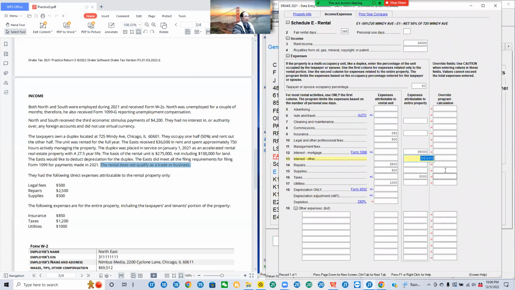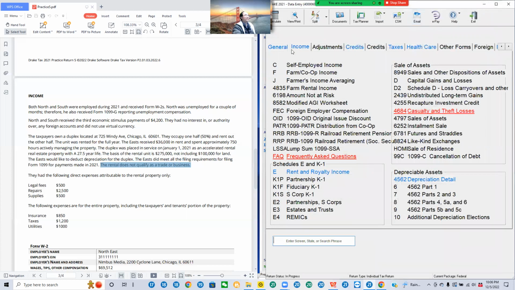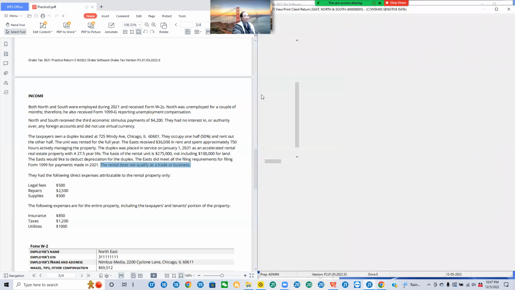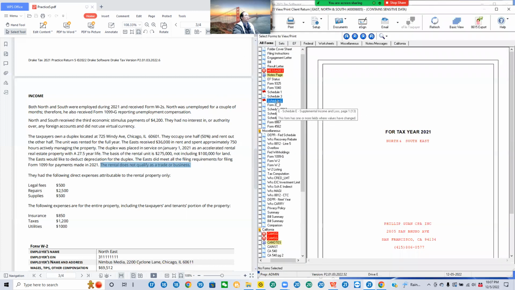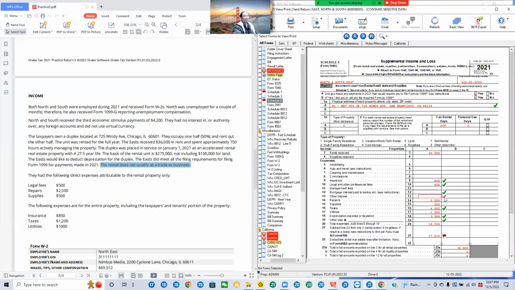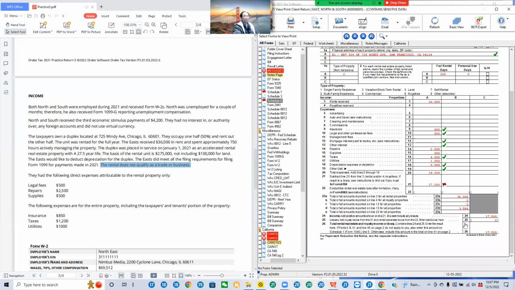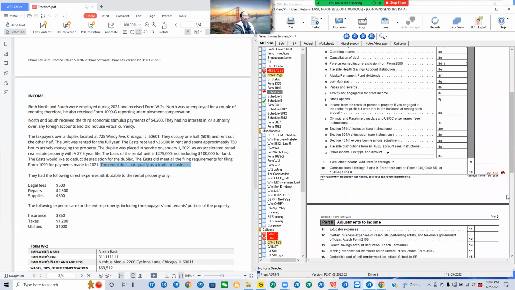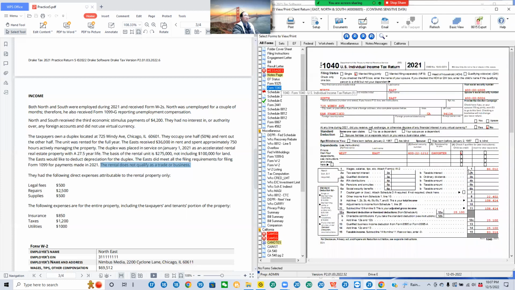Now let me delete the mortgage interest. Let's say in this situation, if there's no mortgage interest, it's going to pay off. There will be a net income. Net income will be an increase in income, and then you add it to the total income, and then you pay tax on it.